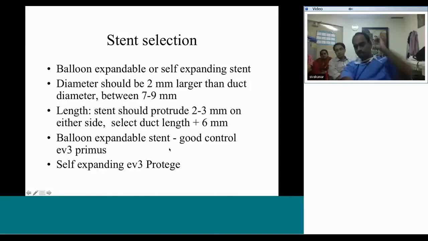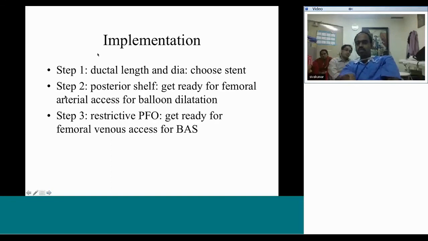+4 to +6 millimeters. Balloon expandable stents have some advantage of having good control, like EV3 Primer stent, and self-expanding stents may be used like EV3 Protege. The reason why I'm specifying both these is they are open cell design stents. And so when they are open cell design, if you are getting a retrograde coarctation, you'll be able to puncture the femoral artery, go through the stent struts, and then dilate into the ascending aorta. So you'll be able to relieve the coarctation.